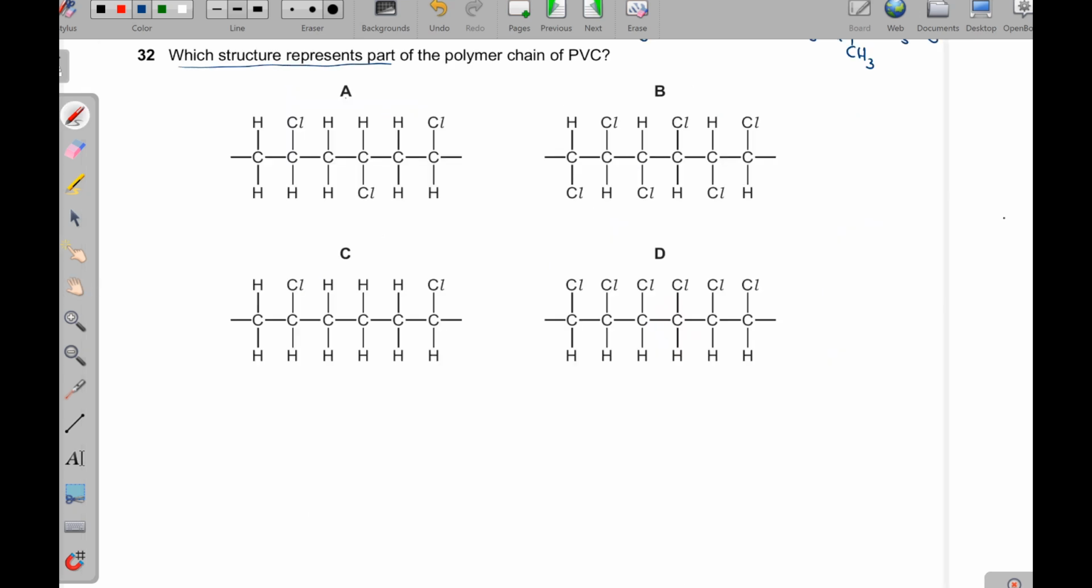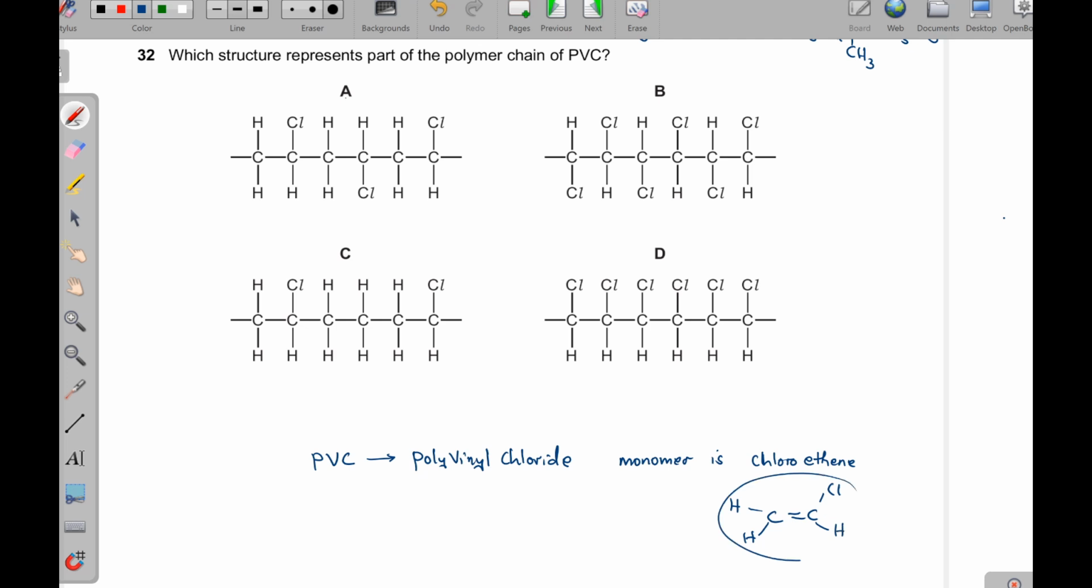Question 32. Which structure represents part of the polymer chain PVC? PVC in full is called polyvinyl chloride. The monomer is called chloroethene. Chloroethene is drawn like this: draw a molecule of ethene, so we have H, then one of the hydrogens is replaced with chlorine. This is the one here. So we have to see which one has that monomer.